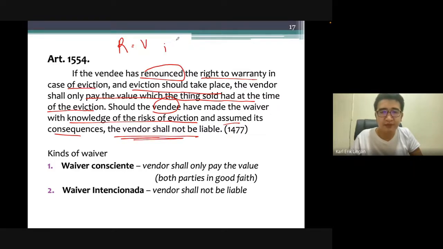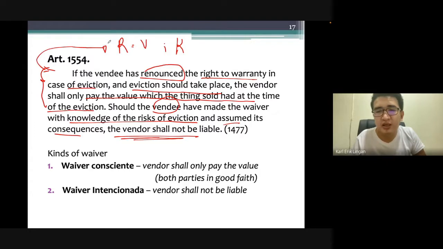Okay? Ito naman, talks about good faith and bad faith pa rin. Okay? Doon sa first sentence, sabi niya, if ni-renounce niya yung warranty in case of eviction, and later on na-evict siya, liable lang si vendor dun sa value ng thing. Why? Because maybe the vendee is not aware of the circumstances na pwede siyang ma-evict.